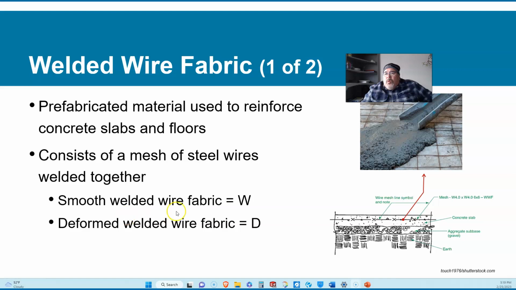So smooth wire is fabric. So the W, deformed welded wire fabric with a D. A deformed fabric wire will have deflections in it to help lift it off the ground so it doesn't lay flat on the ground, and you don't have to manually pull it up. It's already, because of the deflections or the deformed shape of the wire, bent to push and hold it already up.